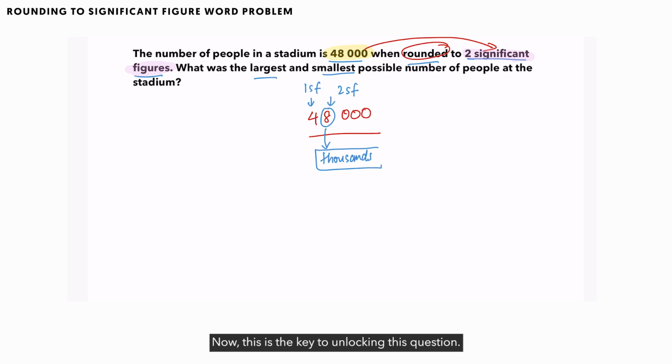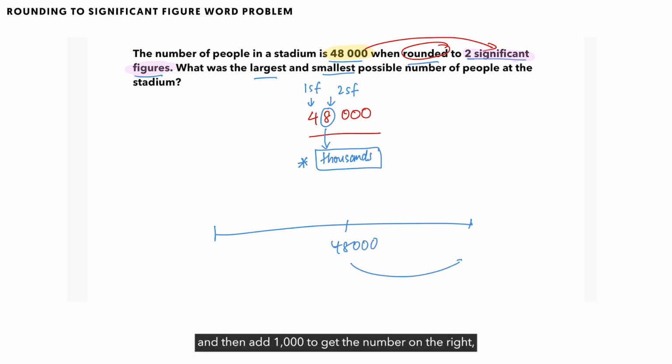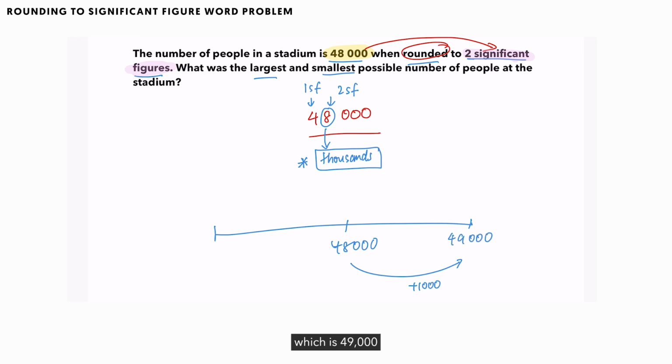Now this is the key to unlocking this question. We have to know that the second significant figure is in the thousands place before we can even do anything. For this number, we are rounding off to the nearest thousand. So draw a number line, write 48,000 in the middle, and then add 1,000 to get the number on the right, which is 49,000, and subtract 1,000 to get the number on the left, which is 47,000.